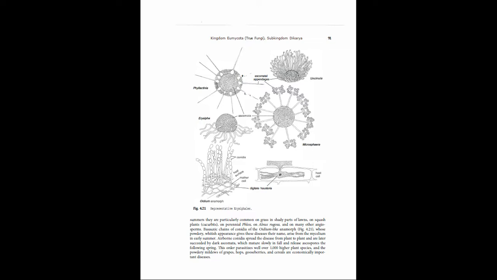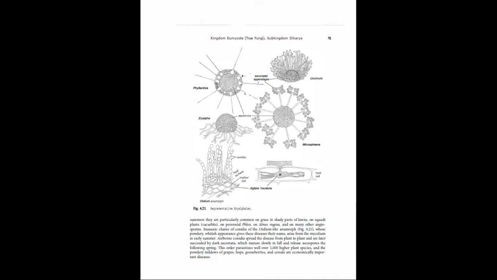Fig 4.21 Representative Erysiphales. Appendages: Phyllactinia, Erysiphe, Microsphaera, digitate haustoria. In summer they are particularly common on grass in shady parts of lawns, on squash plants, cucurbits, on perennial phlox, on Alnus rugosa, and on many other angiosperms.